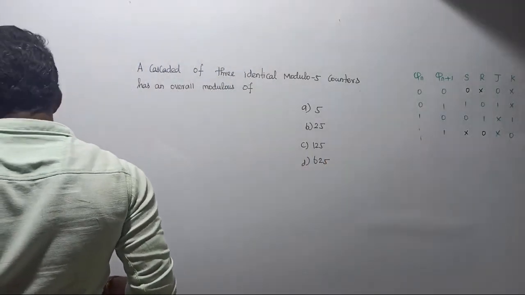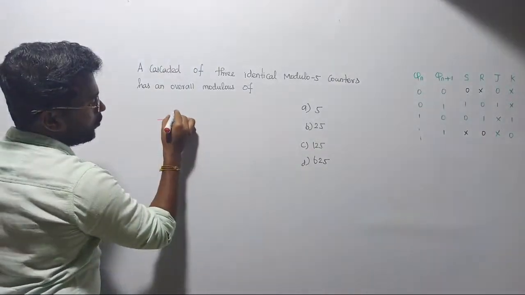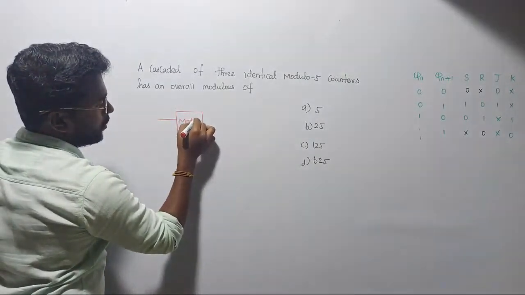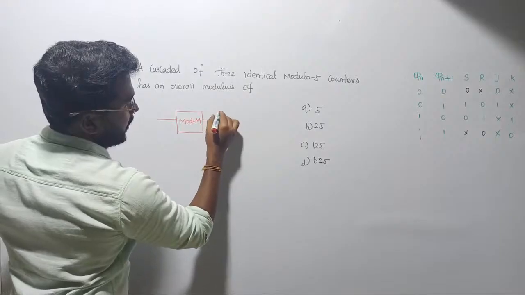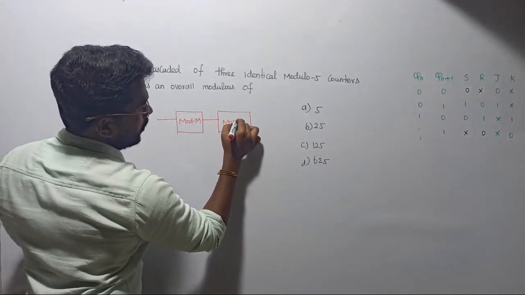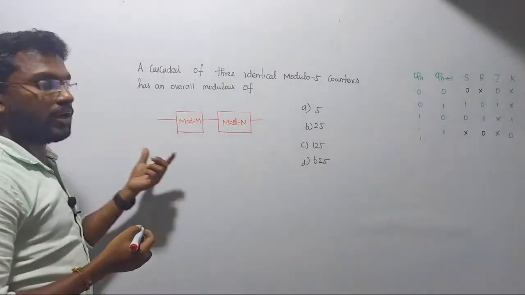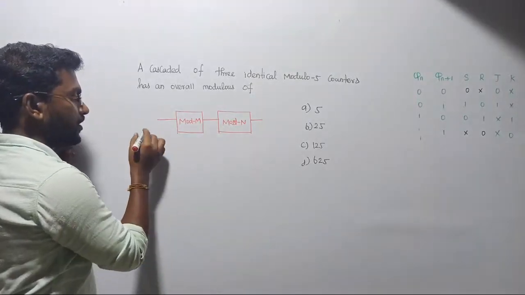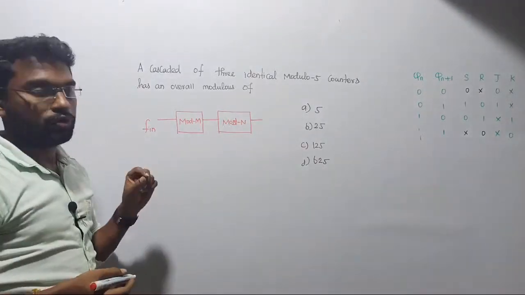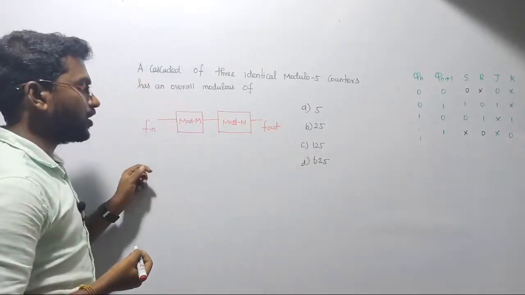Okay guys, listen. In order to find the mod, this is very simple. For example, there are two modulus counters given. The first one is acting as a mod m counter, and with this we are cascading one more counter, and it will act as a mod n counter. What will be the net mod, right? Let us also consider some input frequency. Now here we are going to observe two things: the output frequency, and the total mod.